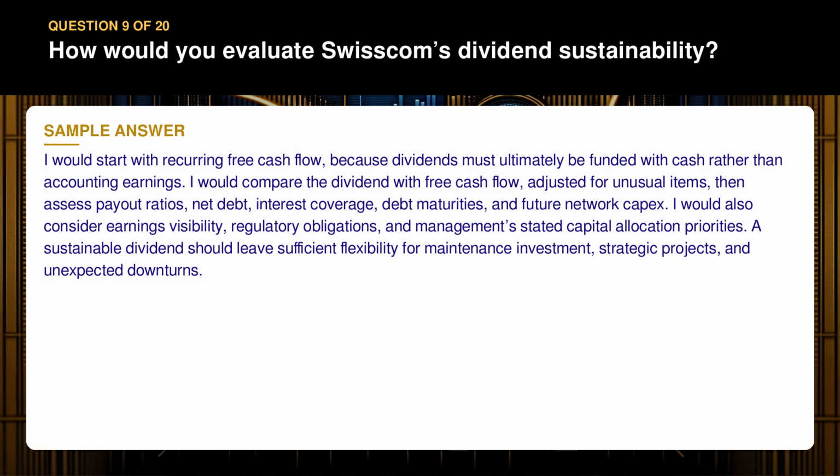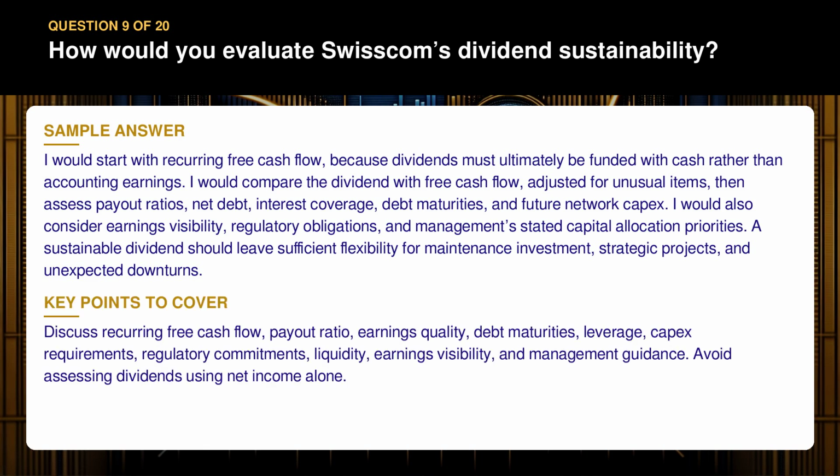I would also consider earnings visibility, regulatory obligations, and management's stated capital allocation priorities. A sustainable dividend should leave sufficient flexibility for maintenance investment, strategic projects, and unexpected downturns. Discuss recurring free cash flow, payout ratio, earnings quality, debt maturities, leverage, CapEx requirements, regulatory commitments, liquidity, earnings visibility, and management guidance. Avoid assessing dividends using net income alone.